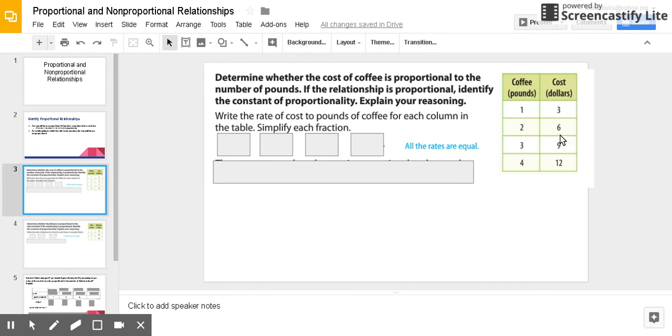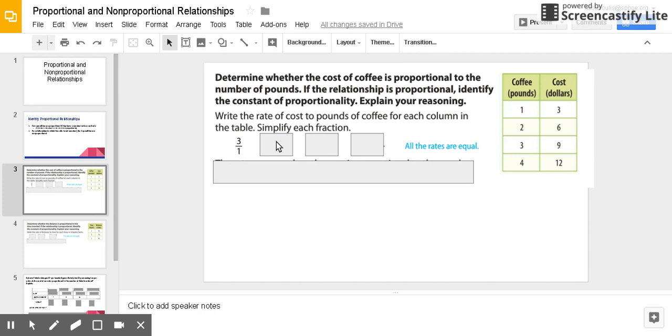When we write our ratio, it says determine whether the cost is proportional to the number of pounds. So the cost is proportional to the number of pounds. When we write our ratios, we're going to do it as cost over pounds. So our first ratio is going to be 3/1. In other words, it'll be $3 for 1 pound of coffee.